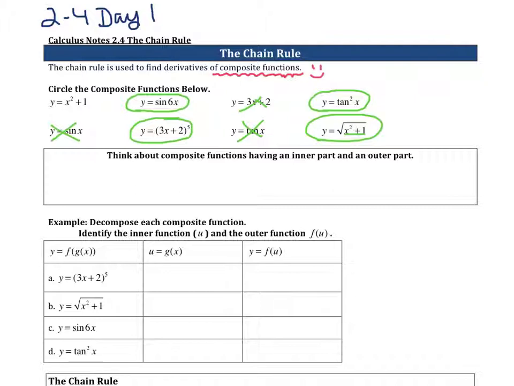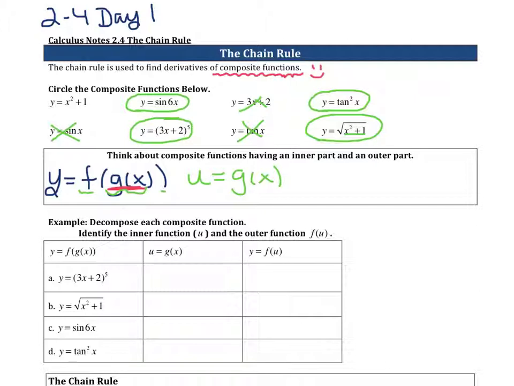Okay, what we're going to do now is I want you to think about composite functions having an inner part and an outer part. So you know what a composite function looks like: y equals f of g of x. And it has an inner part and an outer part. What we're going to do is take apart those inner and outer parts. So we're going to define the inner one as u. We're going to say u equals g of x.